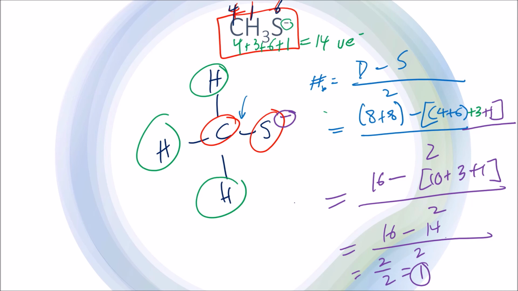Okay, am I done? No. Lewis structure is still incomplete because I need 14 electrons. I have 1, 2, 3, 4. I still need around 6 more. And that most likely will go around sulfur because carbon already has its octet filled. Now, do I have 14? Yes. 6 here, 8 here, 14. Correct. I want you to try this question out on your own.